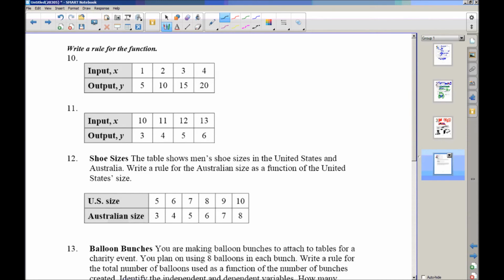Okay. On the last page, we're going in reverse of that. So we got the table, we want to make the rule. Okay. So we have our dependent variable, that's our output. We have our independent variable, that's our inputs. And when we plug in 1, we're supposed to get 5. If we plug in 2, we get 10, 3, 15. So this looks like I take every input and I times by 5. So I take my input variable, times it by 5, and I get my output variable.